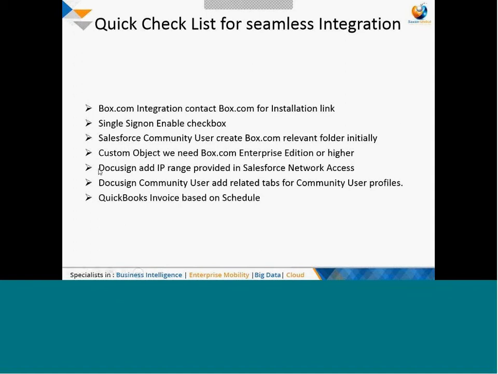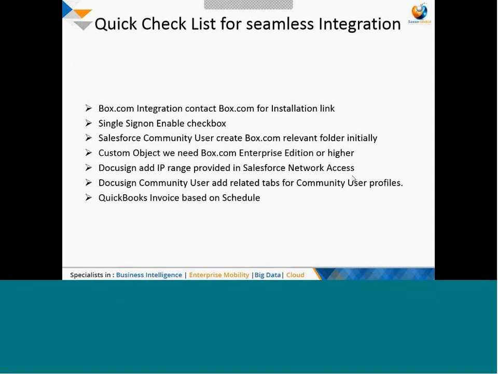This is the important point which I missed, that is to add the DocuSign IP range provided in Salesforce Network Access. Once you have downloaded DocuSign from the AppExchange, you have to add the IP range provided by DocuSign under Salesforce Network Access. Then only you are going to integrate DocuSign successfully. There will be 4 different server IP ranges of DocuSign. You have to add all 4 IP ranges. Then it will be successful with Salesforce.